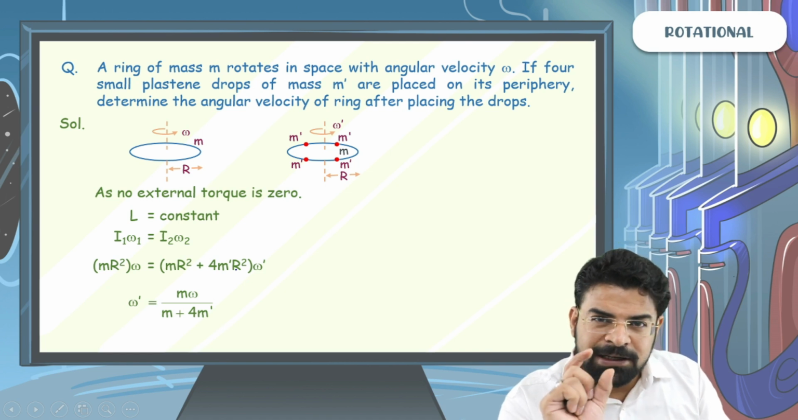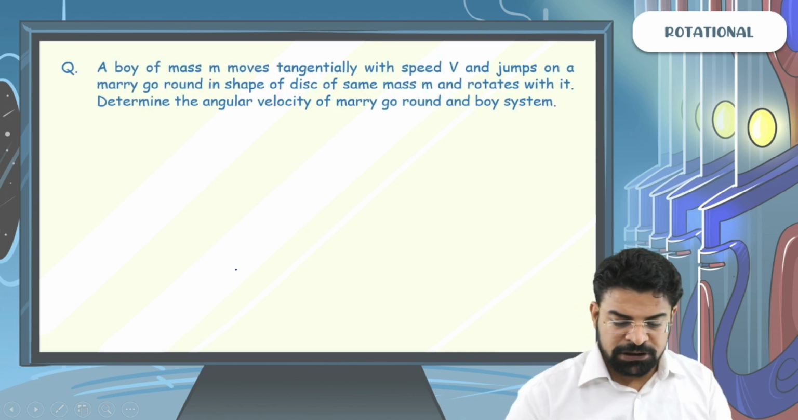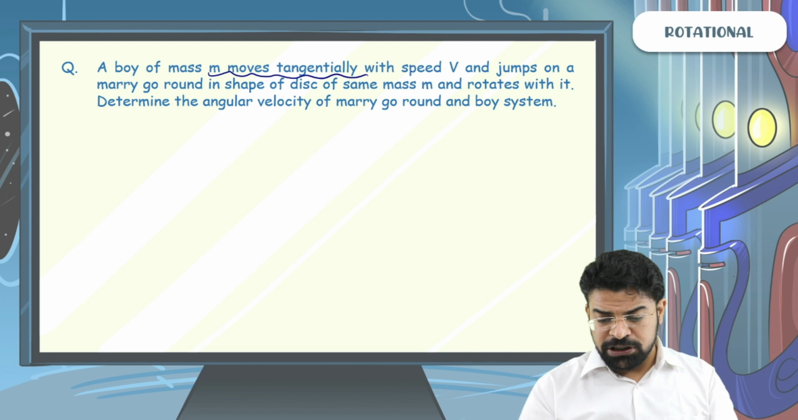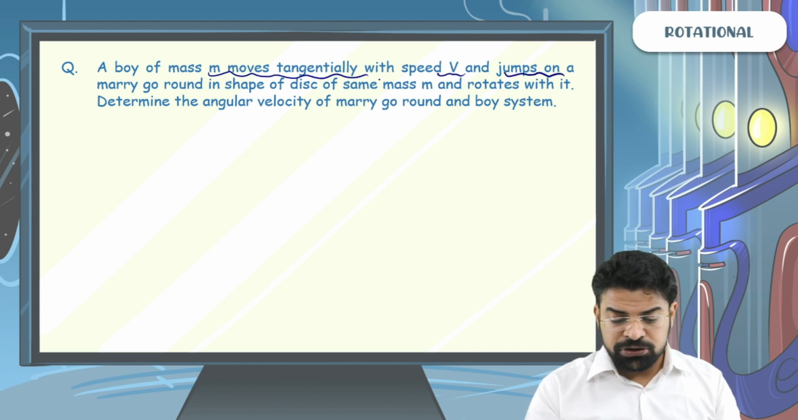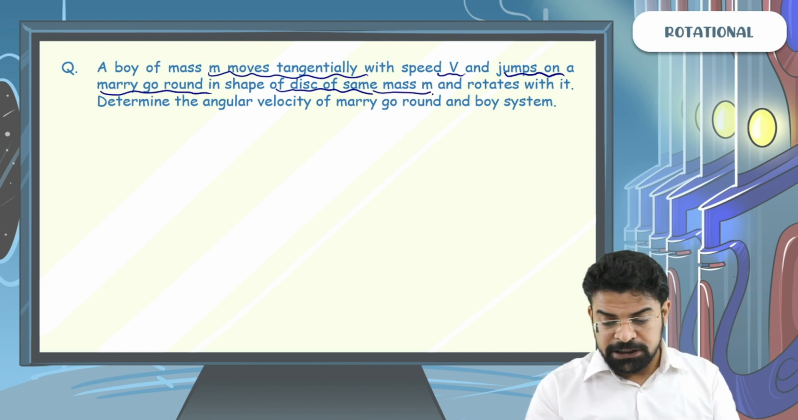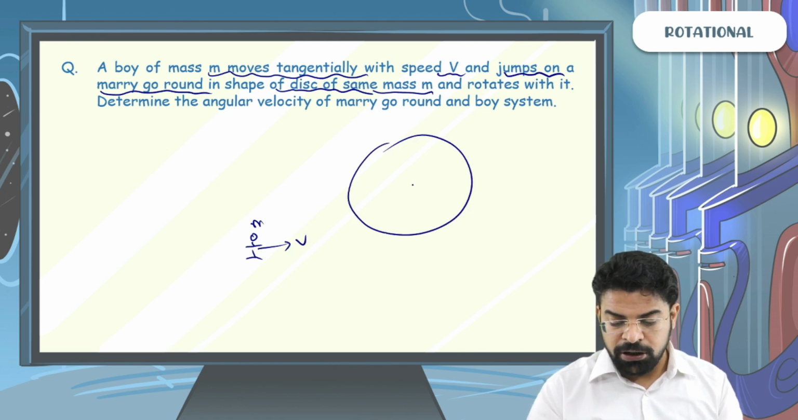So let's practice a different type of question based on angular momentum conservation. So this is the question. A boy of mass m moves tangentially with a speed v and jumps on a merry-go-round in the shape of a disk of the same mass m. So there is a boy of mass m. He goes and jumps tangentially on a merry-go-round.